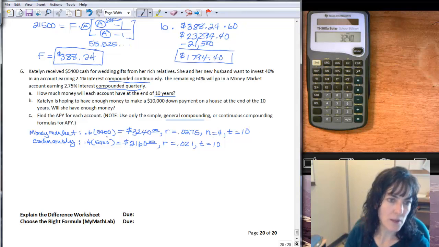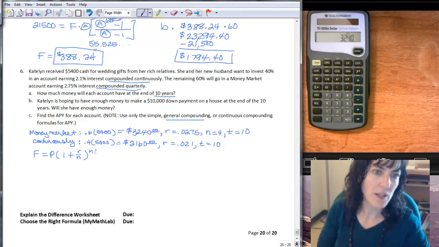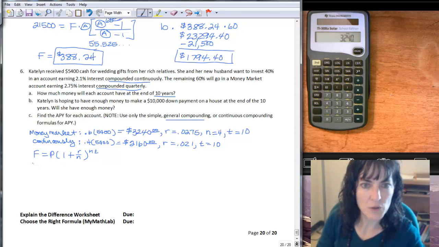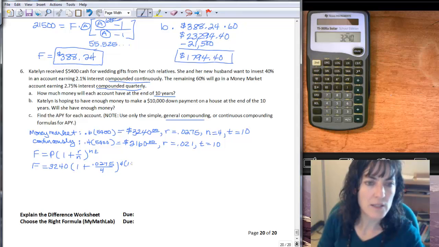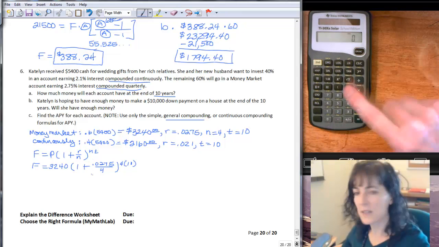All right, so for the money market, I need the compound interest formula. F equals P times the quantity 1 plus R over N, raised to the NT power. And then I want to fill in all the values I've got. So F equals 3240 for the money market, times 1 plus R, which is 0.0275. N is 4 because it's quarterly, and then 4 again times the 10 for the years. So I should be able to calculate all this.